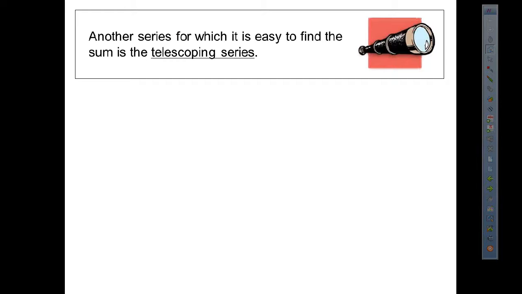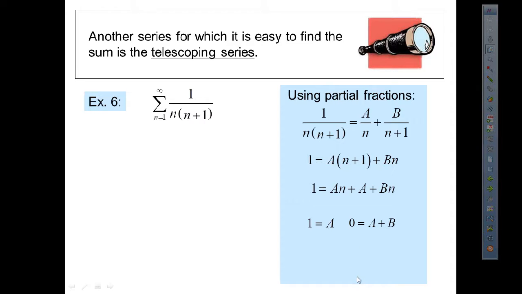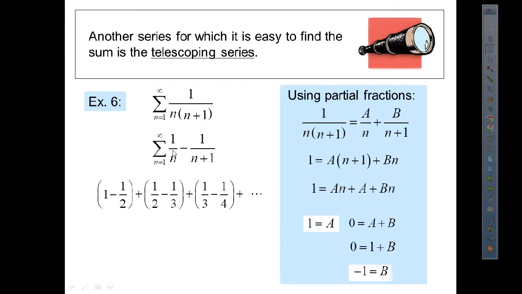All right, now another series for which it's easy to find the sum is called a telescoping series. It's called telescoping because they kind of run into each other. The second part of the first term will knock out the first part of the second term. It's kind of weird until you actually see it. It's hard to see. So if we use partial fractions on this, we're going to end up getting A is 1 and B is negative 1. So that means that this thing right here becomes this thing right here.